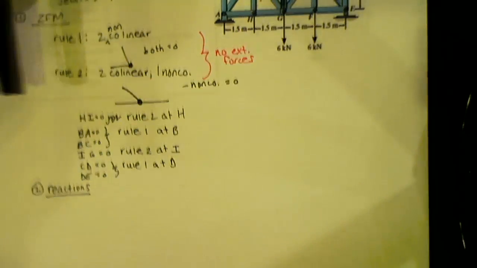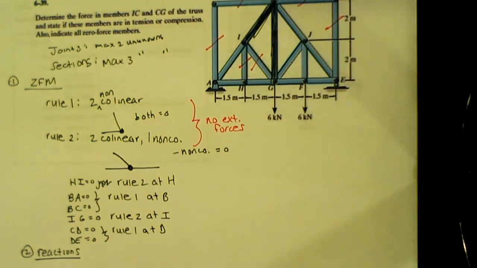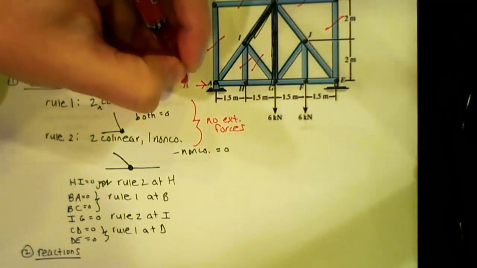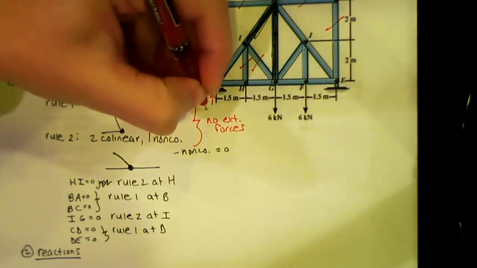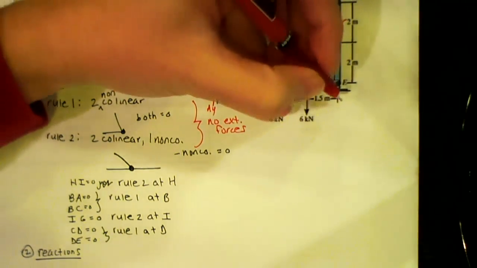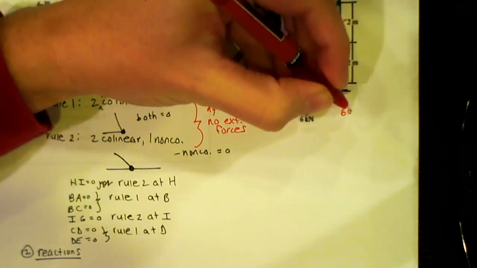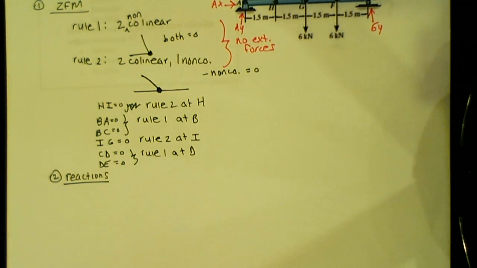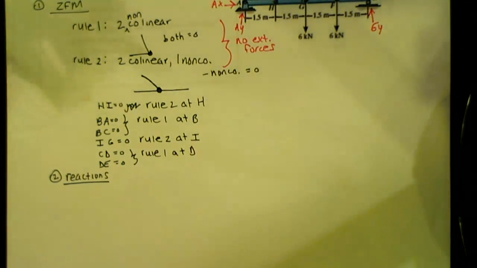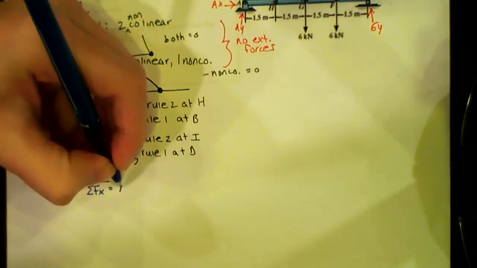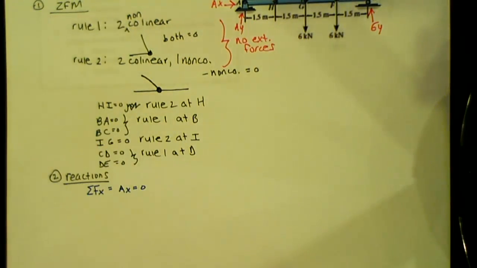What kind of reactions do I have at the pin at A? AY. Good. So we have AX and AY, and what do I have at the roller at E? EY, good. So if I do the sum of forces in X, what do I discover? AX equals 0. Good. So sum of forces in X gives AX equal to 0.